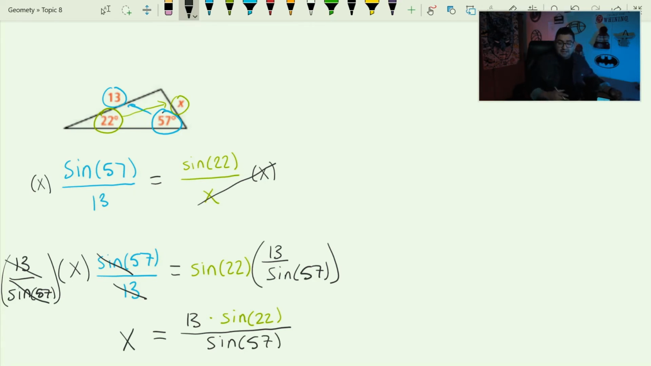You can punch this into a calculator and you end up getting that the side length X is around 5.8.